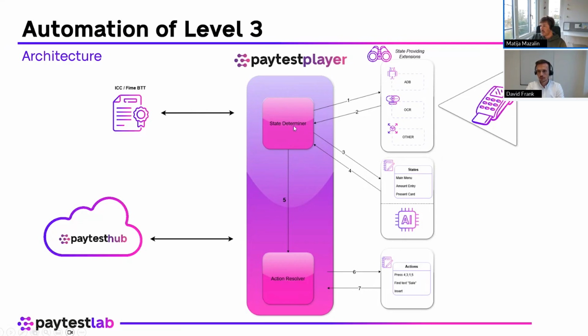How do we get the state determined? We are using certain components that are observing the terminal. So we have a webcam that can be observing the terminal. In case the terminal is ADB enabled, which may or may not be, we can get a lot of data out of this. And if we have an ECR protocol, so let's say it's semi-integrated, we can get a lot more data, which tells us exactly in what kind of state the terminal is.